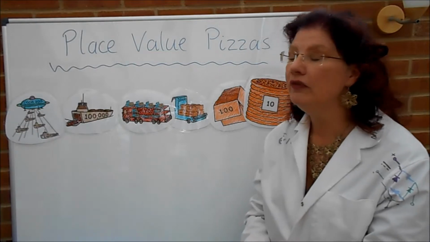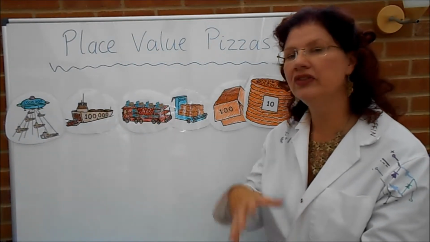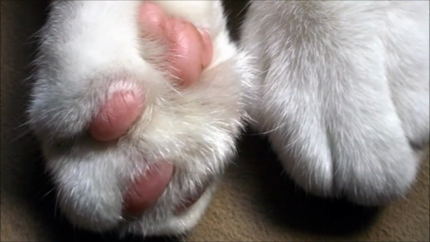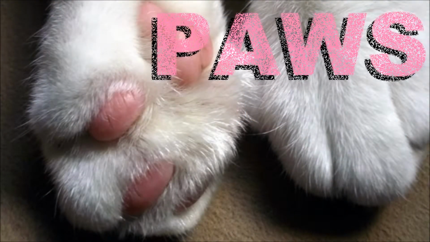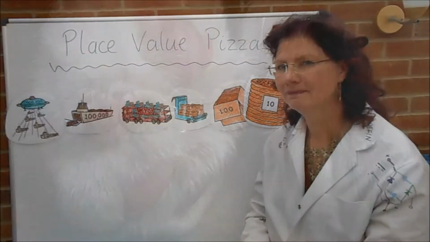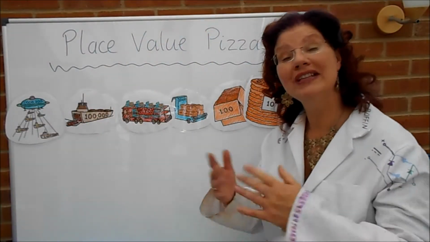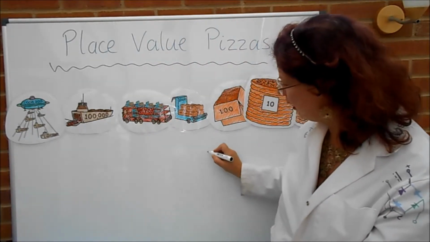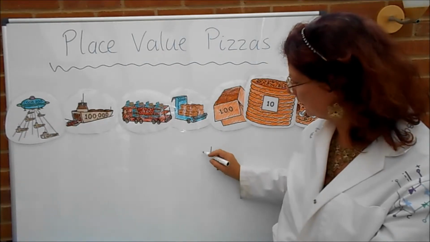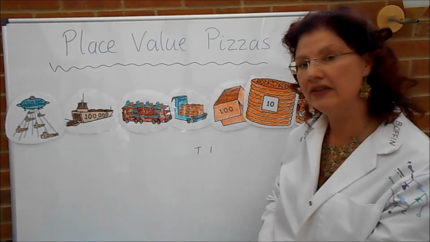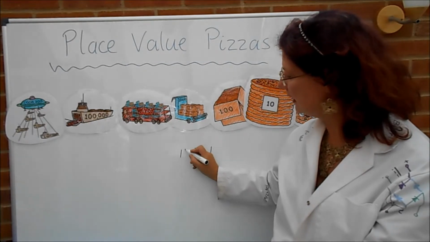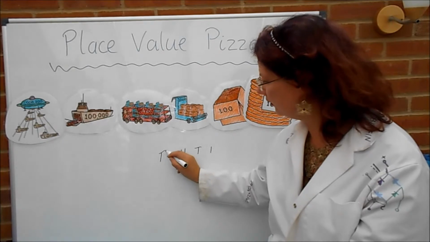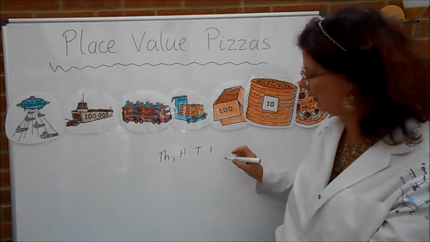Pause the video again and see if you can work out what would be the next one that's 10 times bigger than a million. Pause the video. Hopefully you got 10 million. So I'm just going to write some of these down. Here's our ones, or you can call them units. The next place up is the tens. The next place up is the hundreds.